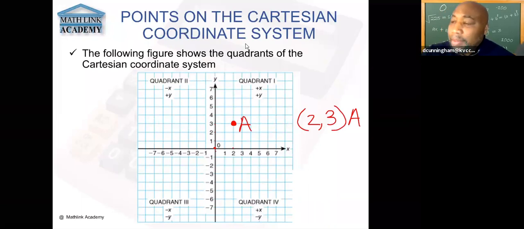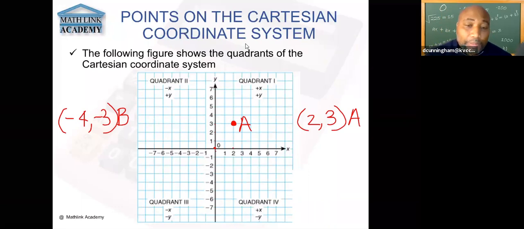Now, let me give you a point. Let's say we want to do (-4, -3), and we call that point B. Now remember, it is X, Y, and we label it point B. So we're going to find this on our Cartesian coordinate system. Always start at the origin: -4, 1, 2, 3, 4 to the left, and then down 3, because we're not finished, 1, 2, 3. And so this point here, we label it B, and that tells us that it is (-4, -3).